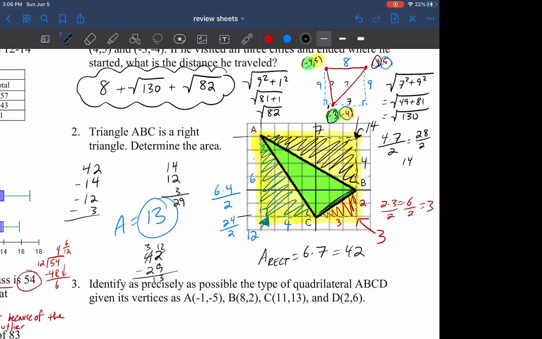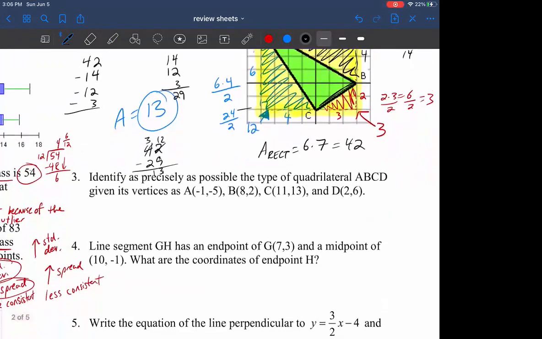Okay, so you can think of it as a big rectangle minus surrounding little corner triangles, or use the Pythagorean theorem to find the base and the height, if it's a right triangle, and do base times height divided by 2 there. You decide whichever way makes more sense to you.